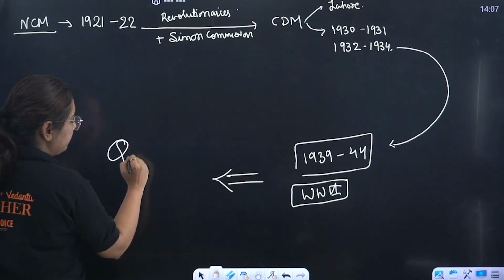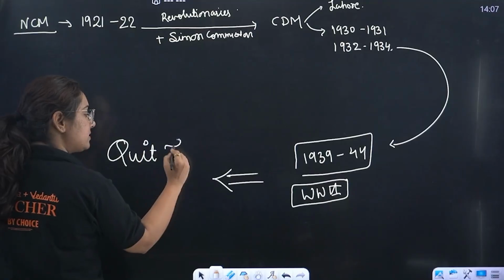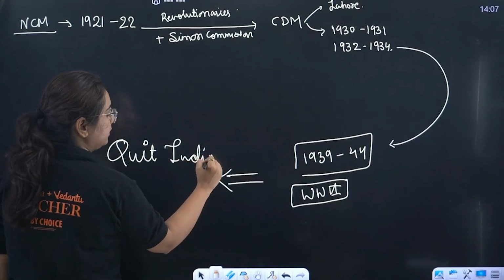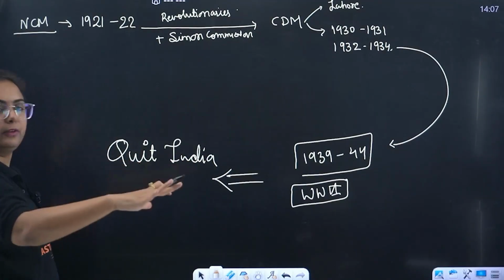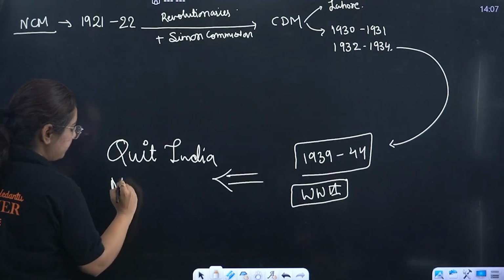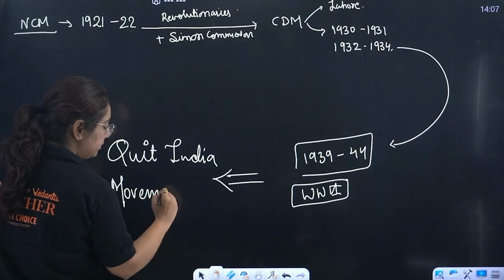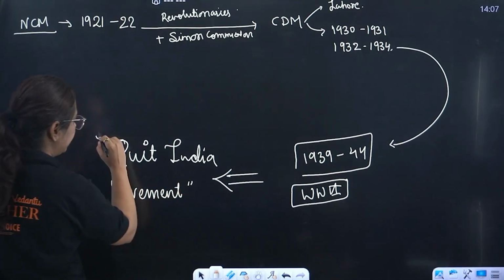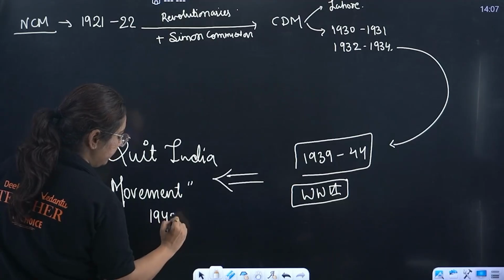And hence, beta, the Quit India movement. This time Gandhiji was like, do or die. Now, do or die. We need freedom. Now it's so much. So it's not only Gandhiji, it is the entire Indian National Congress. So the Quit India movement started in 1942.